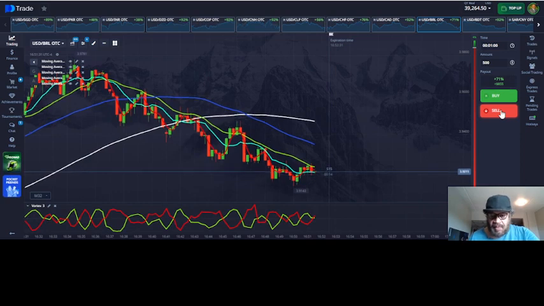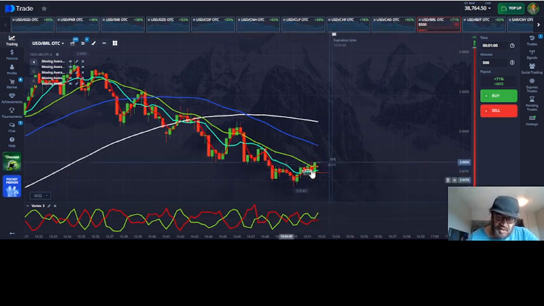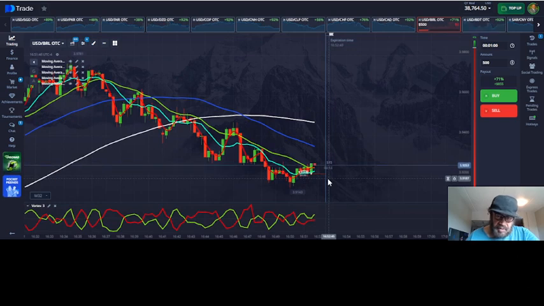Okay, so there we go. We see the cross here. All the SMA lines are generally sloping downwards. Waited for the retracement here. So let's monitor this trade and wait for the expiry at the end of the 60 seconds.